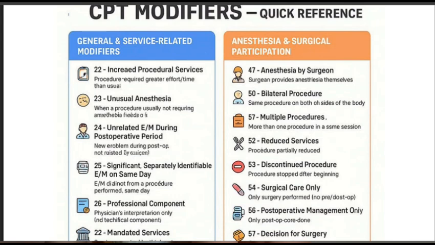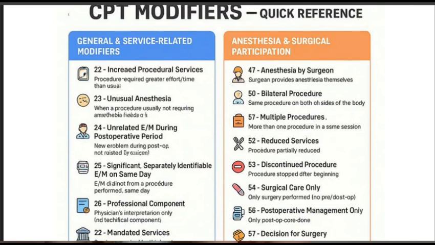Okay, the next is 23, unusual anesthesia. When there is no need of general anesthesia or there is only local anesthesia needed, but due to some circumstances we are using general anesthesia. Due to some circumstances we give the unusual anesthesia. The word itself shows you it is unusual, it is not usually required, but we are giving the anesthesia. In those cases we have to give the 23 modifier, and this modifier only goes with the anesthesia CPT codes.